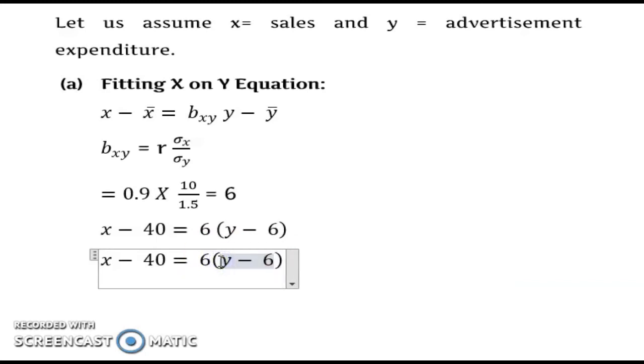6 into y is 6y. 6 into y is 6y minus, then 6 into minus 6: plus into minus is minus, 6 into 6 is 36, right? So this is the value, and then here we have minus 40. When we take it to this side, it becomes plus 40. So let us do that next.